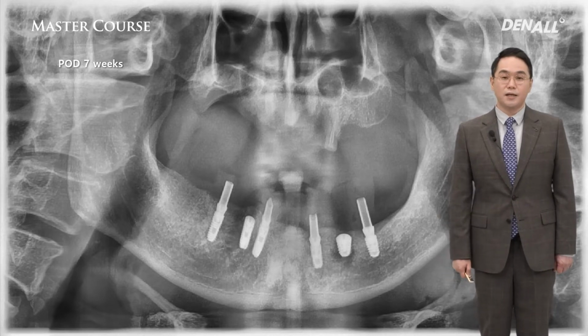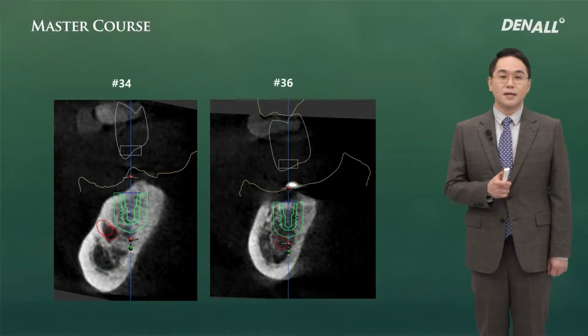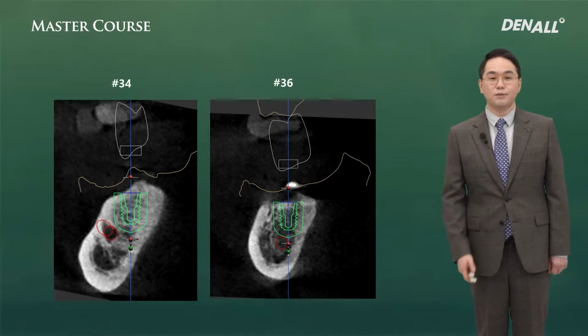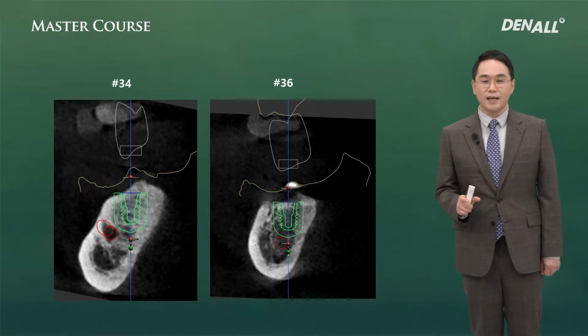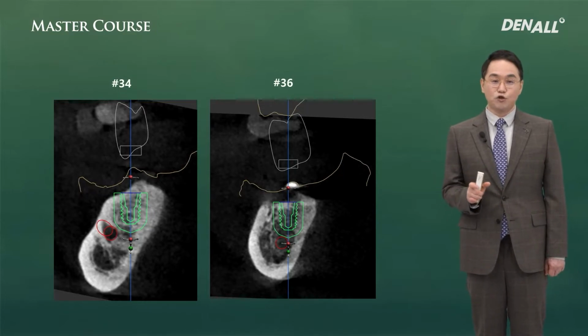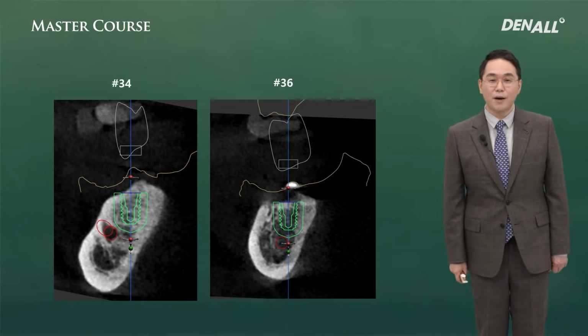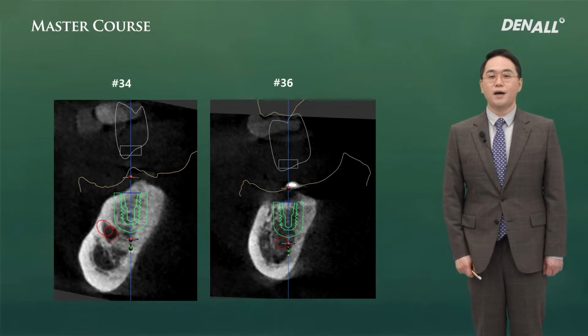I reviewed the data when I planned the surgery. This is the planning data for number 34 and 36. Mandibular canal position, implant length, and buccal and lingual wall thickness around the implant. That's what I considered. I did not think about bone quality.